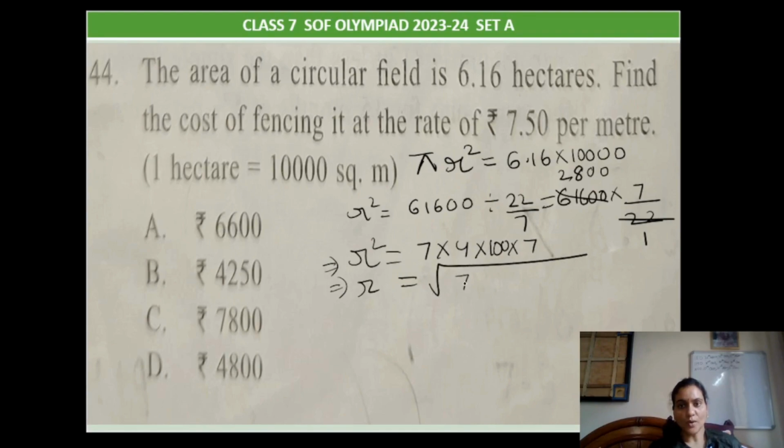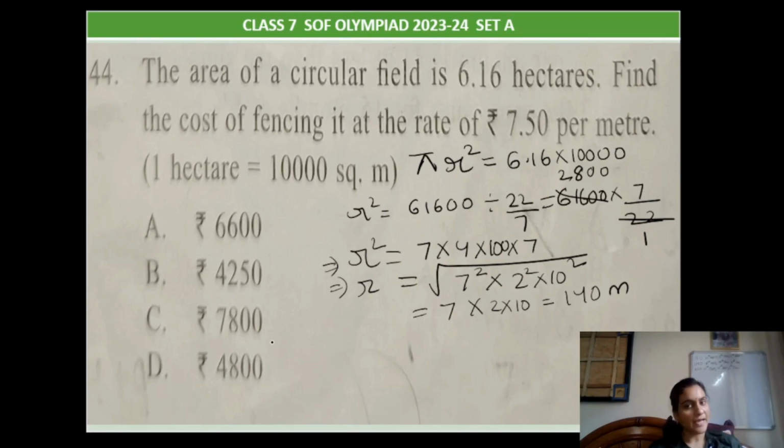So 7 square into 2 square into 10 square. If we take one power from this, we'll get the radius. So it will be 7 into 2 into 10. That is the radius. So it will be 140 meters. Right? Now we will find the circumference of the circle. Why? Because we are trying to find the cost of fencing the circular field. So we'll find the circumference of the circular field.